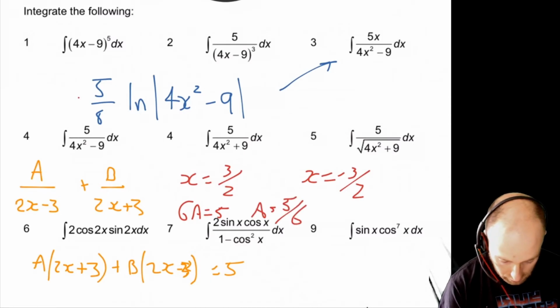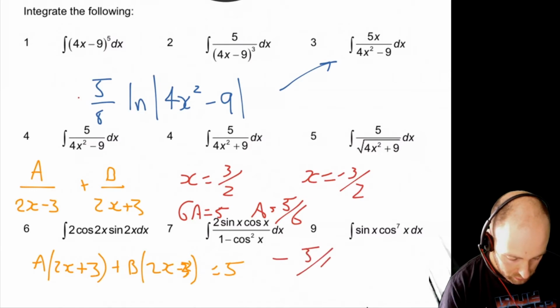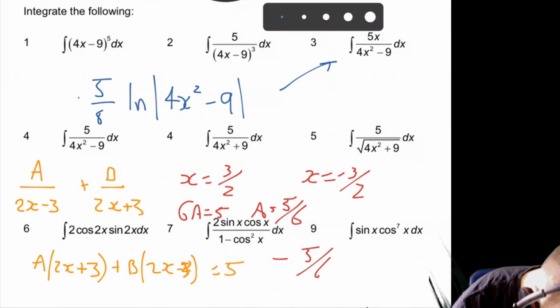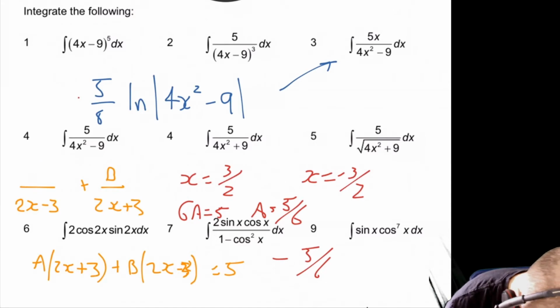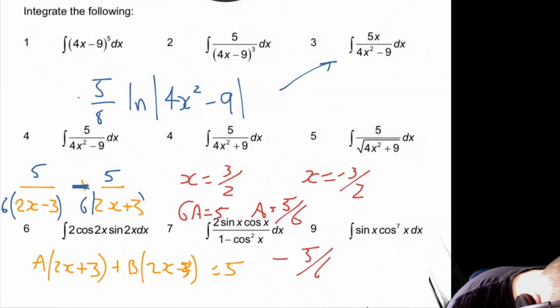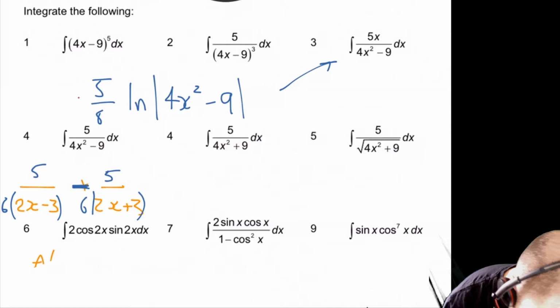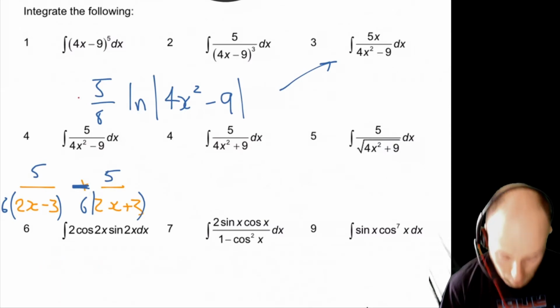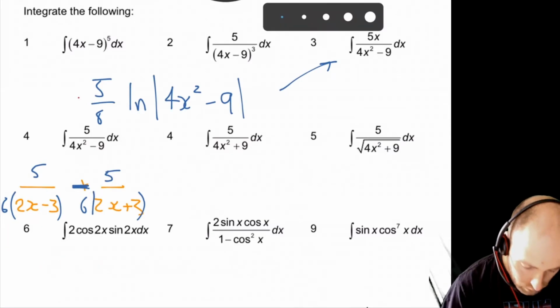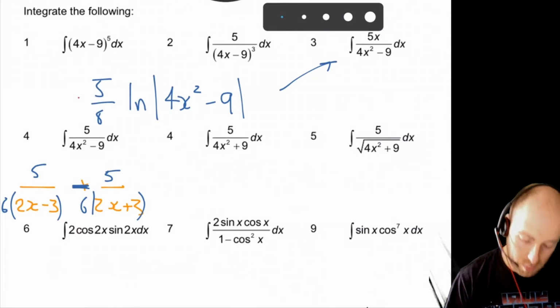And for B, we're going to get minus 5/6. So if I add those in, we get to there. And we want to integrate that. So we're going to get some ln terms.